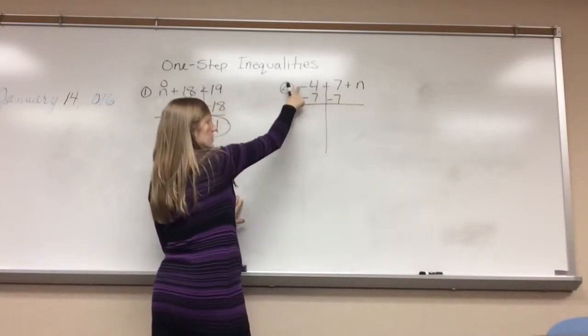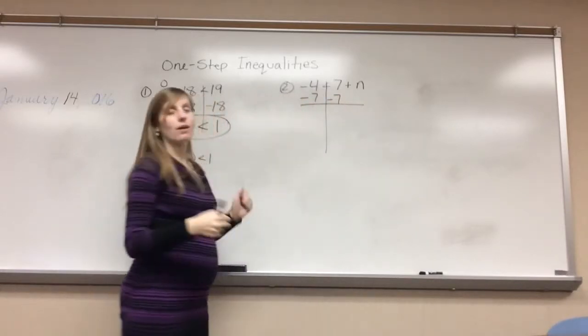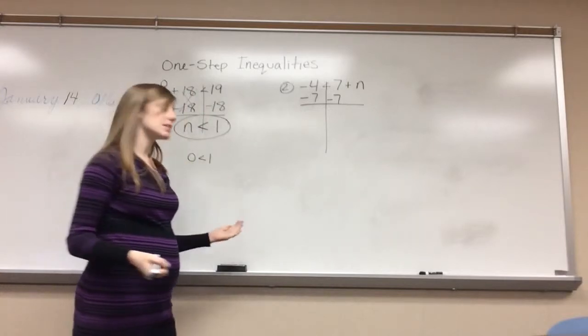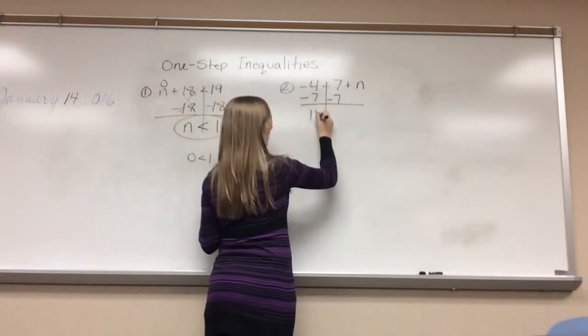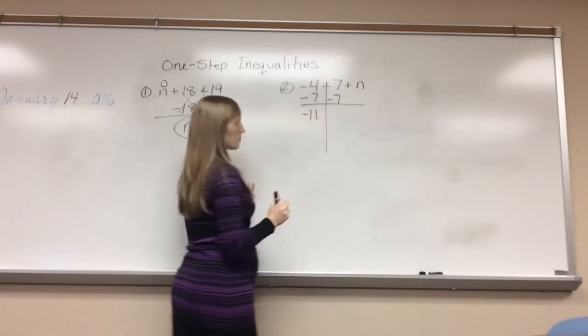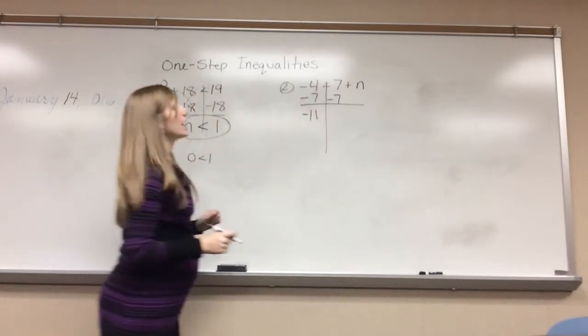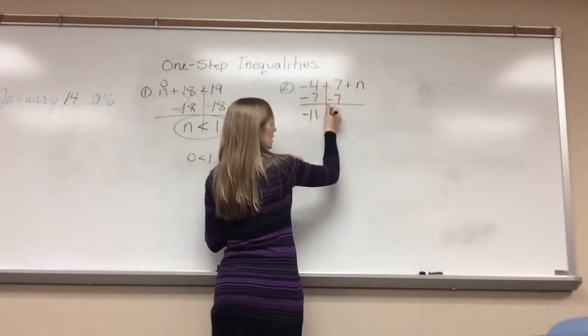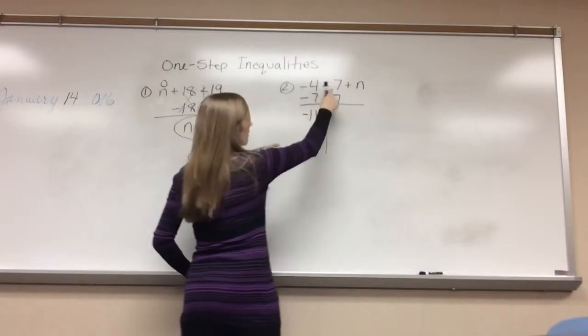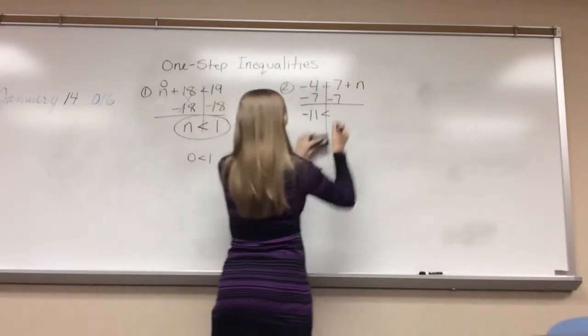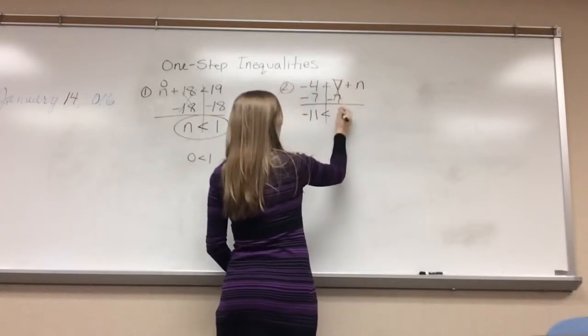-4 and -7, the signs are the same, so I add those two amounts. 4 plus 7 is 11. Keep the sign of the bigger number, so it's -11. And then my inequality just comes down. 7 minus 7 is 0, so those cancel, and I bring down the n.